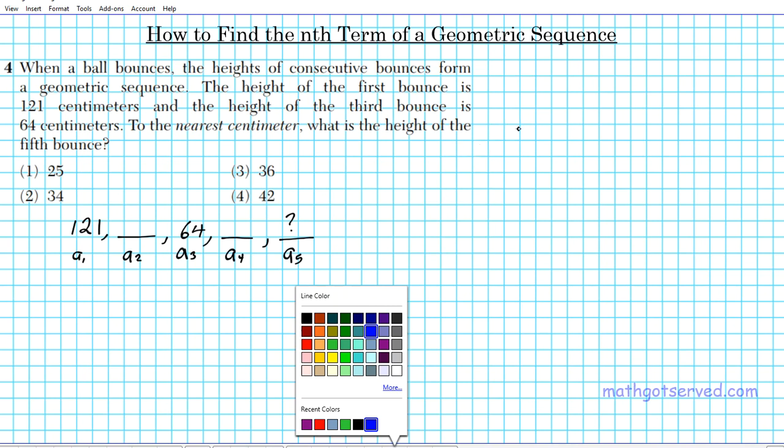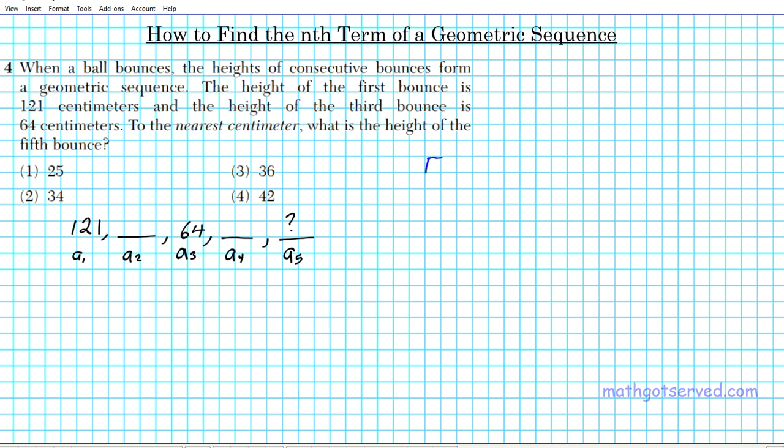To solve this problem, we need to remember our formula for the nth term of a geometric sequence. The formula for the nth term, an, is given by a1 times the common ratio raised to the n minus 1. So that's the formula for the nth term of the geometric sequence.